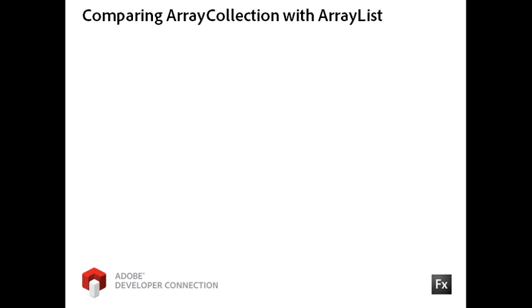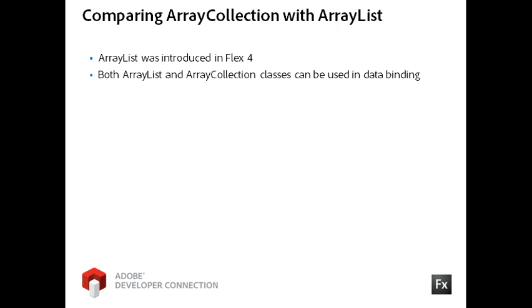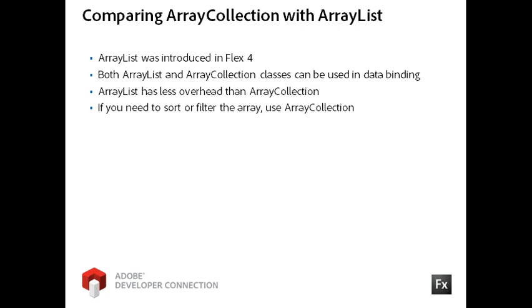You may have noticed that Actionscript also contains a class named ArrayList. ArrayList was introduced in Flex 4 while ArrayCollection was available in Flex 3. Both the classes can be used in data bindings. However, the ArrayList class has less overhead because it does not contain all the sorting or filtering functionality as does the ArrayCollection class. In this training, we will tend to use the ArrayCollection class, but you can choose the ArrayList class in many instances.